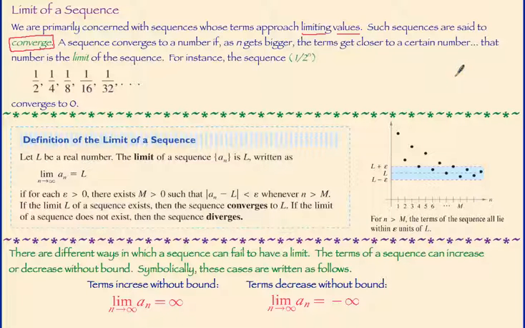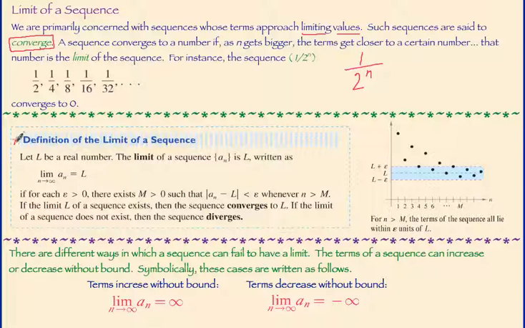A sequence converges to a number if, as n gets bigger, the terms get closer to a certain number. That number is the limit of the sequence. For instance, the sequence 1 over 2 to the n. When n is 1, that gives you 1/2. When n is 2, 1/4. When n is 3, 1/8. Then 1/16, 1/32. Keep going, keep going, keep going. And it turns out that we can see that this does converge to 0. Not every sequence converges, but the ones that do will have a limit. And whatever that limit is what the sequence converges to.